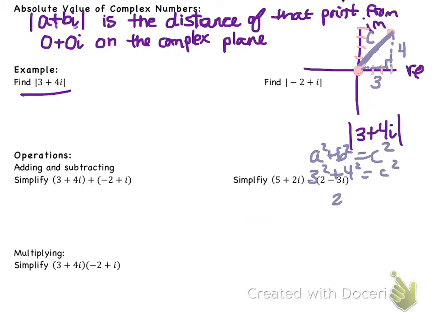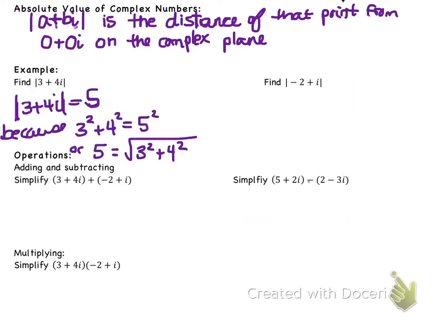And so I get 25 equals c squared, which means c has to be plus or minus 5. And since we're talking about the distance between 2 points, we can never have a negative distance, and so we take away the negative answer, and we know that the absolute value of 3 plus 4i is 5. Alright, so I've just written this down again. The absolute value of 3 plus 4i equals 5, because 3 squared plus 4 squared equals 5 squared, or 5 equals the square root of 3 squared plus 4 squared. And so that's using the Pythagorean theorem.